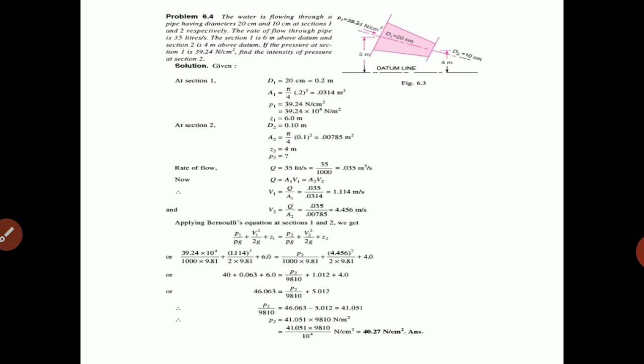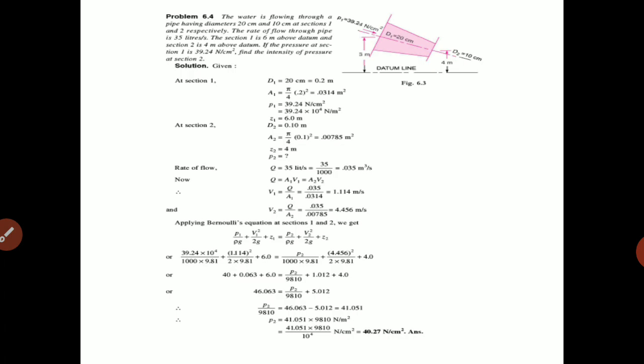Then there is one numerical given as a pipe having different cross section at first point and second point, having different diameters d1 and d2, and it is inclined. Okay, so we'll see that type of numerical. So water is flowing through a pipe having diameters 20 centimeter and 10 centimeter at a section 1 and 2 respectively. The rate of flow through pipe is 35 liters per second.